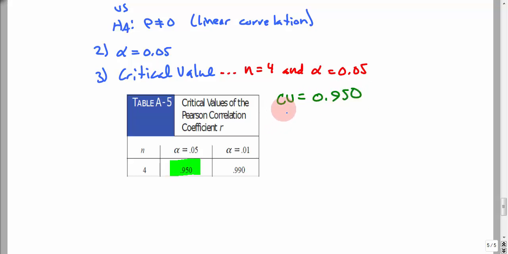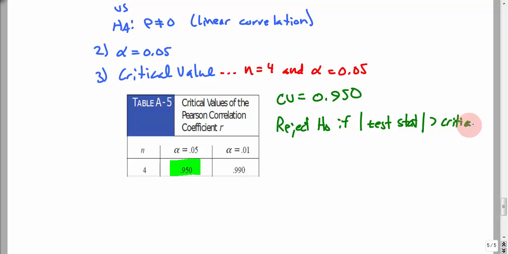So just as a quick review, we'll reject H0 if the absolute value of my test statistic, and I guess we should be careful about that, I'll write out the word test statistic, if that is greater than my critical value. We'll fail to reject H0 if the absolute value of my test statistic is less than my critical value.